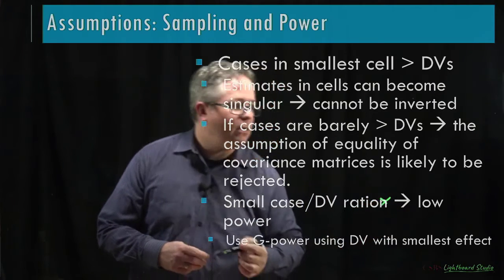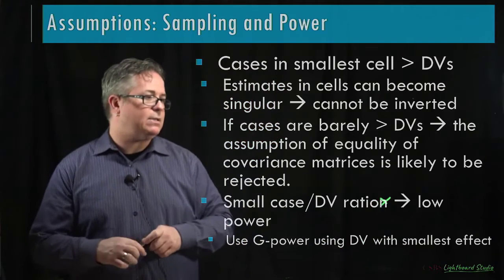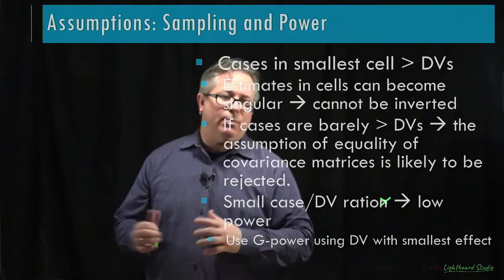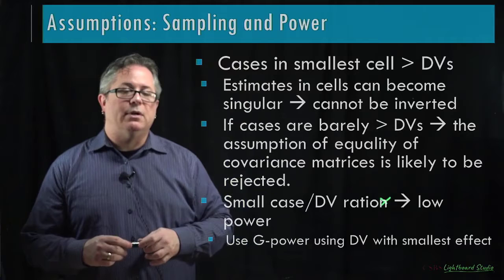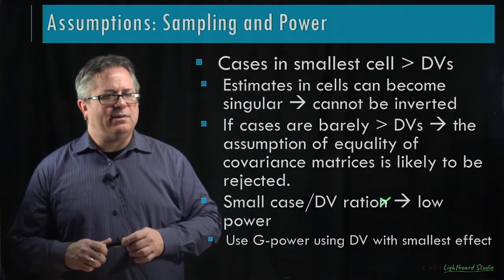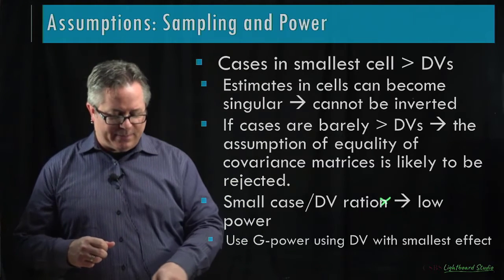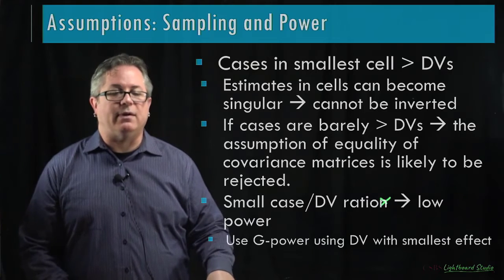Forget the N there. All right, so a small case to DV ratio will mean that you also have low power, right? So if you have more DVs than cases, then it's likely you're not going to have enough power to find a significant effect anyway.